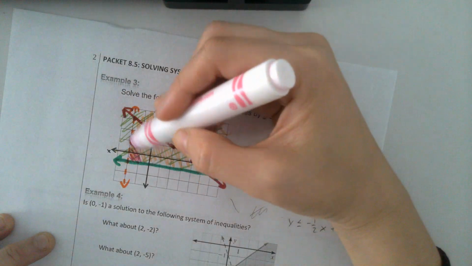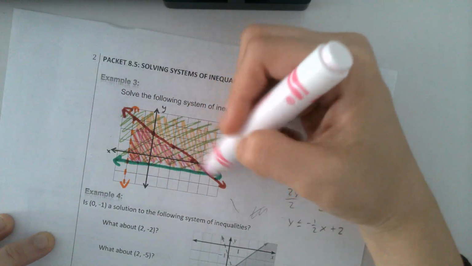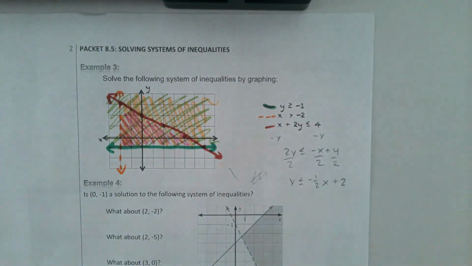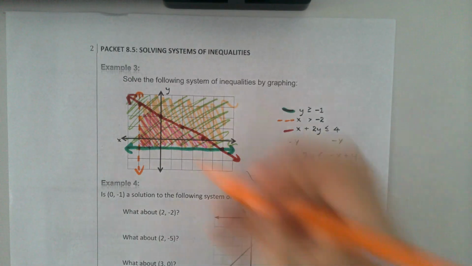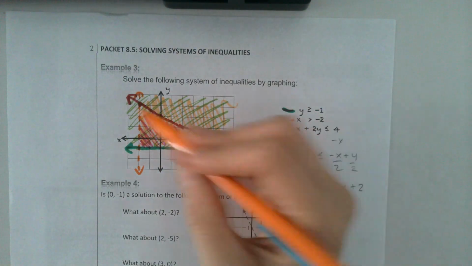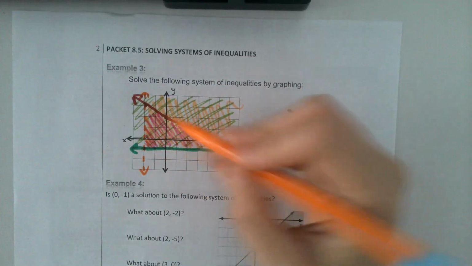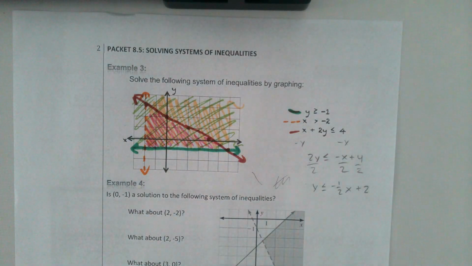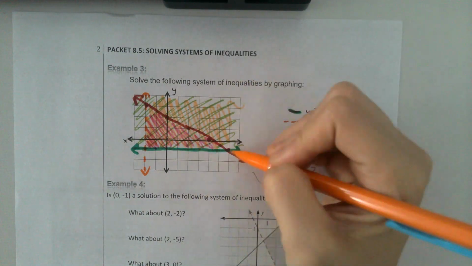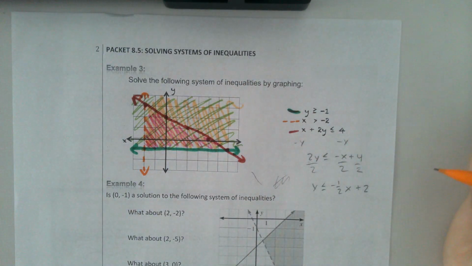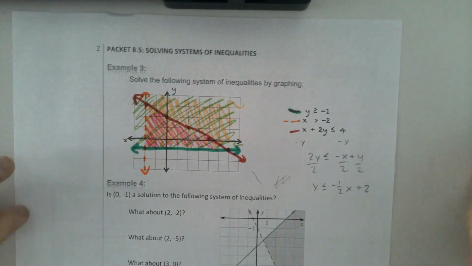So I'm actually just going to shade this part here. And I can clearly see that my boundary is like a triangle, right? So this is all the points that are allowed. So anything in this triangle is a solution. If it's on this dotted line, then it's not a solution. But if it's on either of the solid lines, then it is a solution, right?